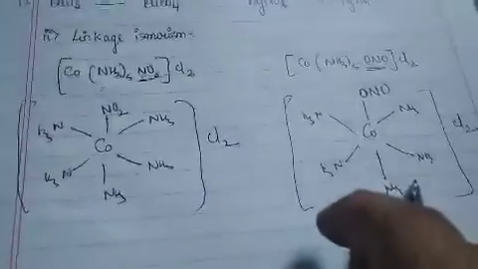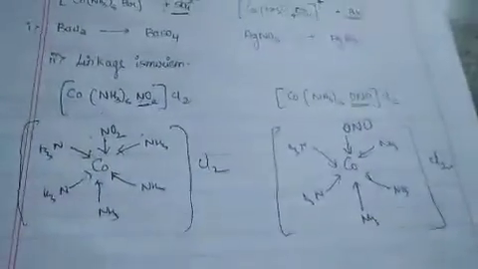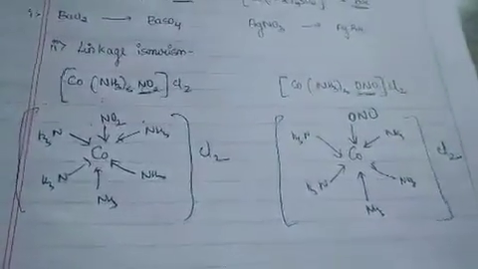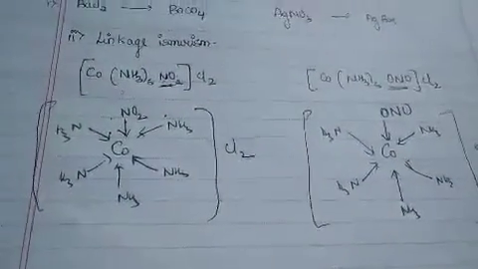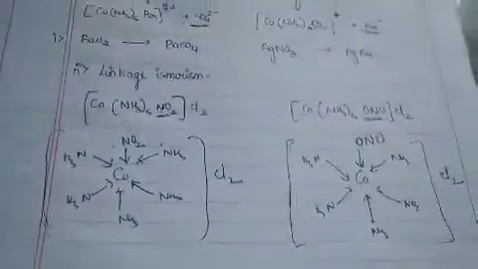Cl2. But to understand, here the mode of the attachment is through the nitrogen atom of your nitro group, whereas here it is through the oxygen atom of your nitro group. So these types of isomers are called what? Linkage isomers, and the phenomenon is called linkage isomerism.